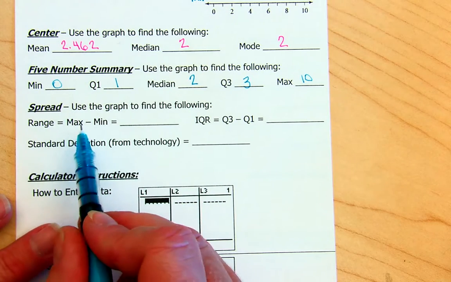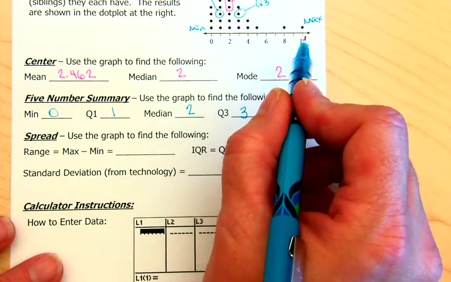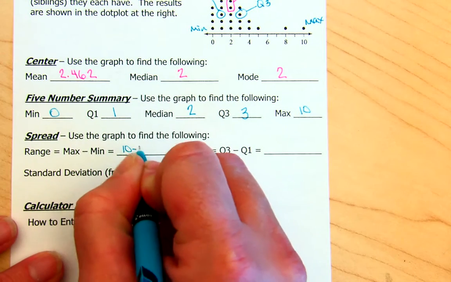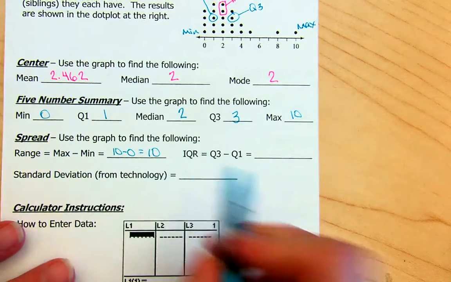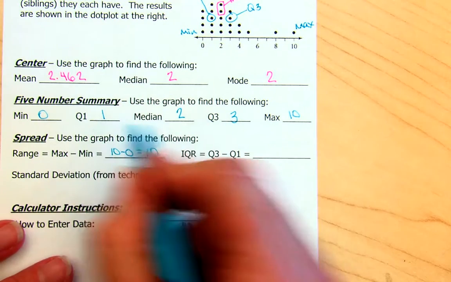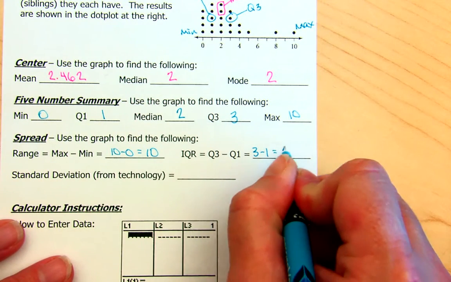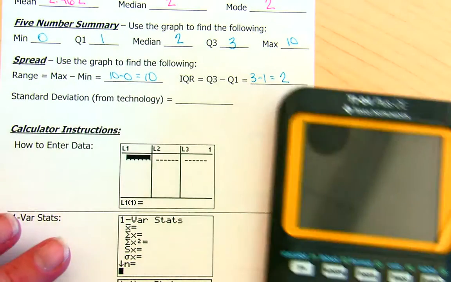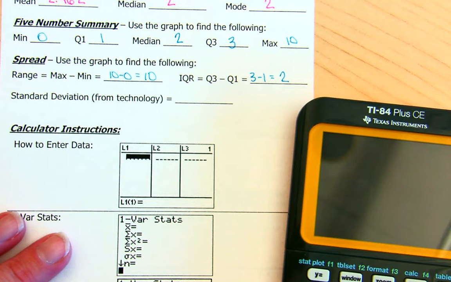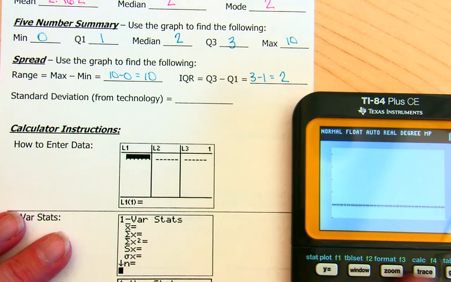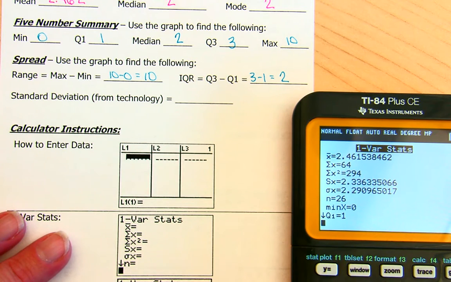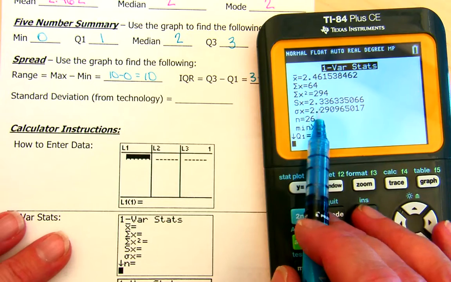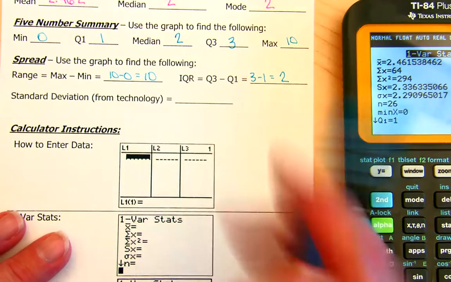To get the spread for range, we would do max minus min. So we'd have 10 minus 0 is 10. For IQR, we would do Q3 minus Q1. So 3 minus 1 is 2. Our standard deviation, we're going to go back to where we did our calculation. And this Sx, that's my standard deviation. So 2.336.